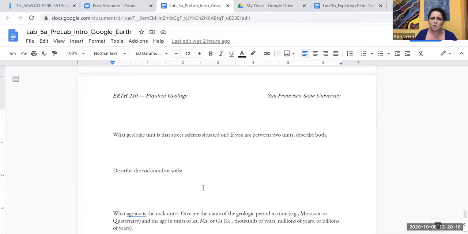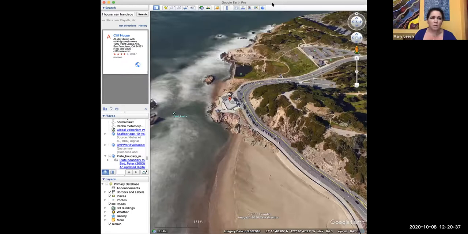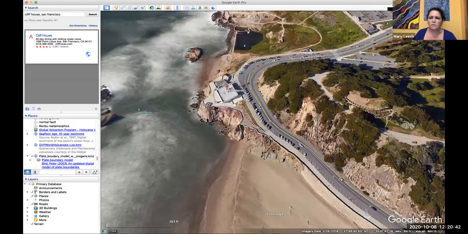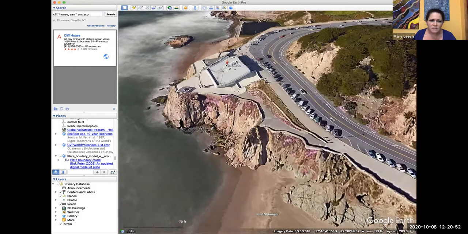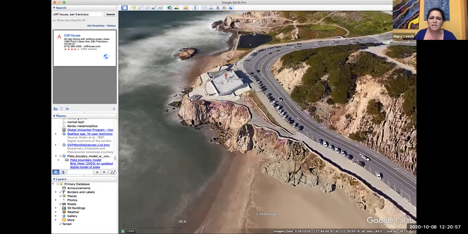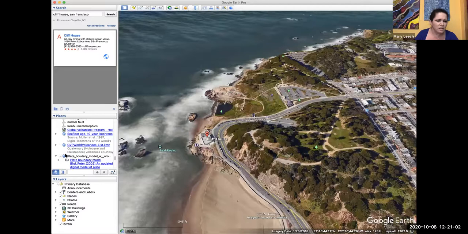I can show you if you'd like. Yeah, sure, actually. Okay, you have to stop sharing though. Okay, so I'll use the example because someone asked to see the Cliff House. There's the Cliff House. Someone was asking whether it would fall into the ocean, and it's on rocks. It's not going to go anywhere. But we could use that as an example. We could find out what the geology is underneath the Cliff House.